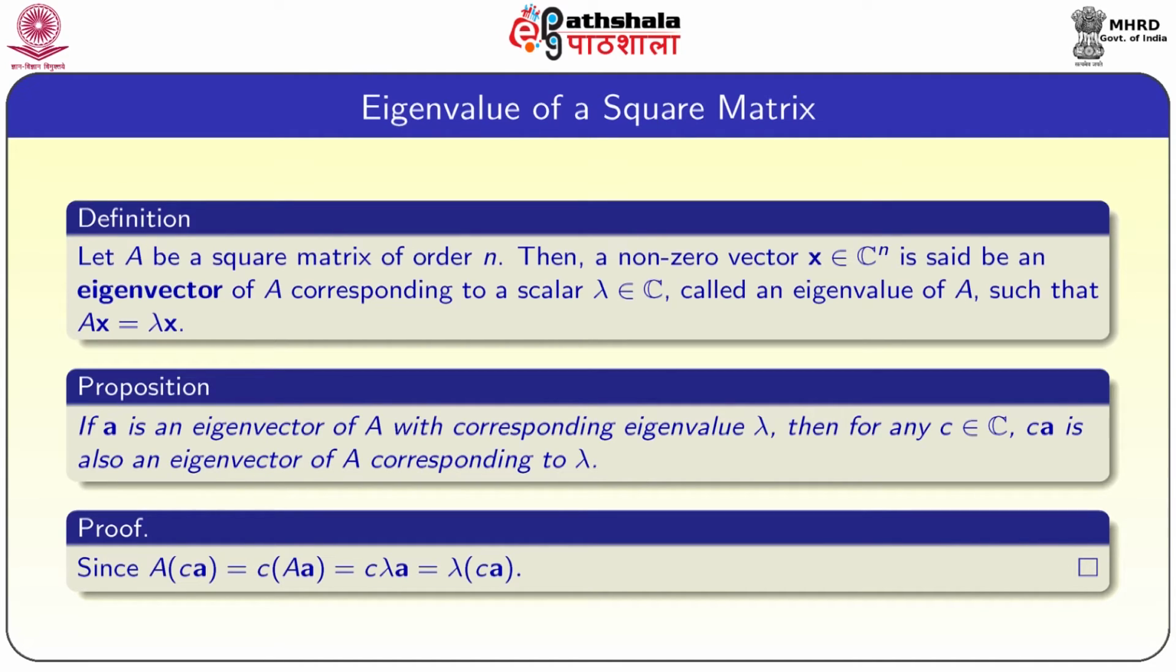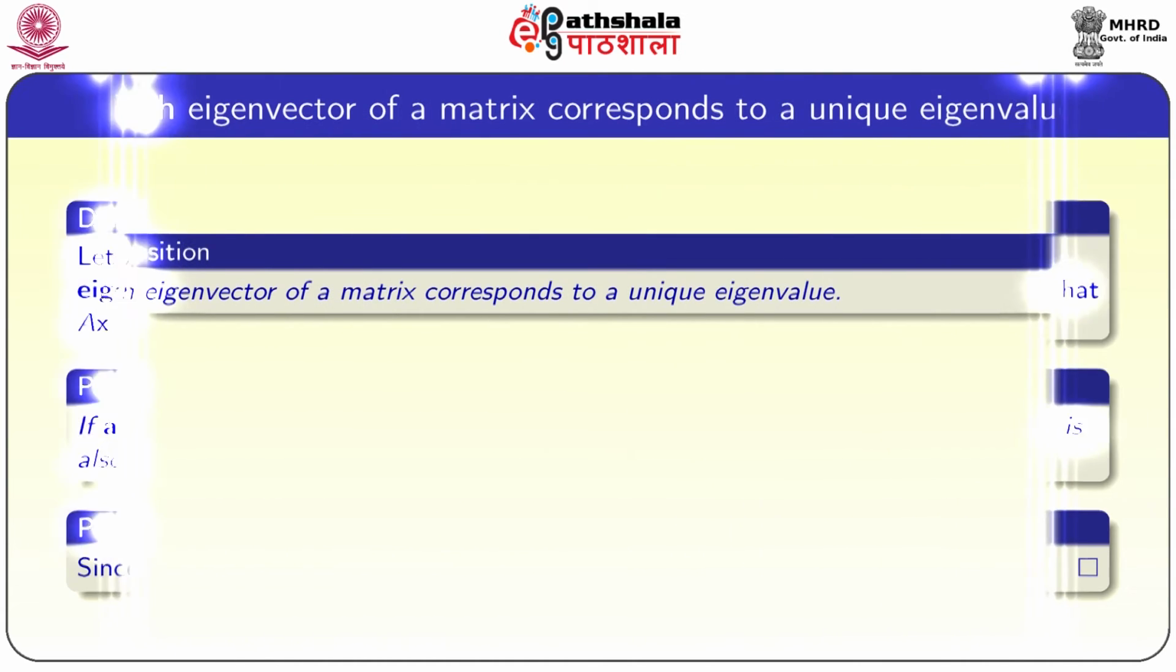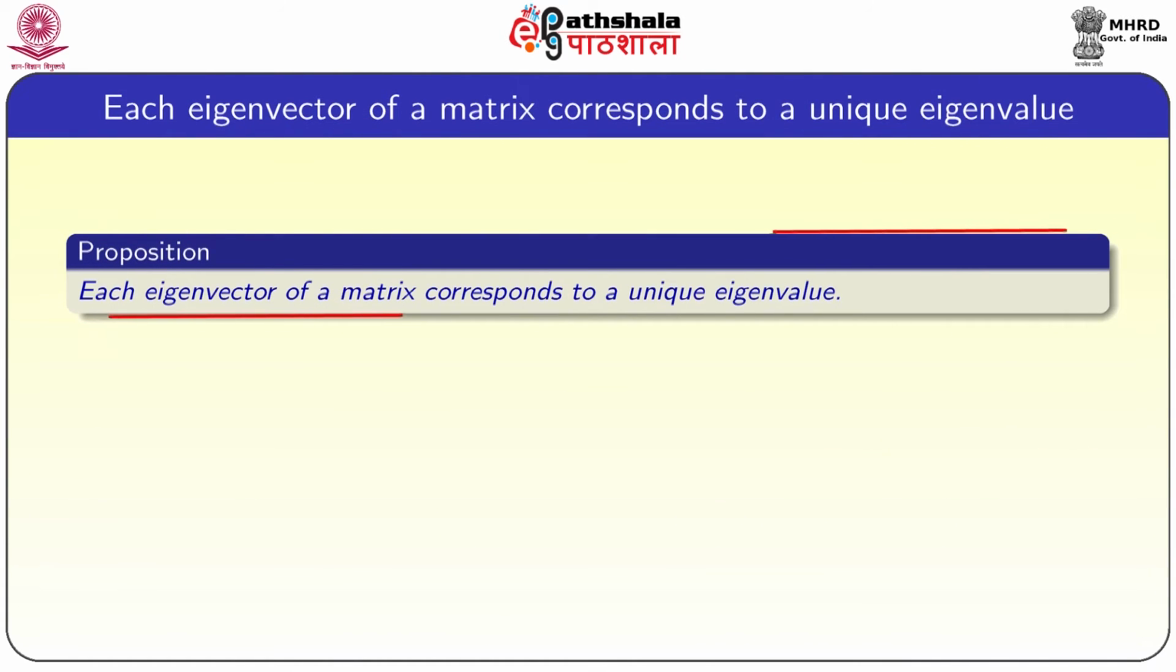So, consequently what happens, once we have an eigenvector, then any scalar multiple of it is also an eigenvector. So, corresponding to one eigenvalue, there exist infinite number of eigenvectors. So, we always consider the eigenvectors which are linearly independent corresponding to a given eigenvalue. Each eigenvector of a matrix corresponds to a unique eigenvalue.